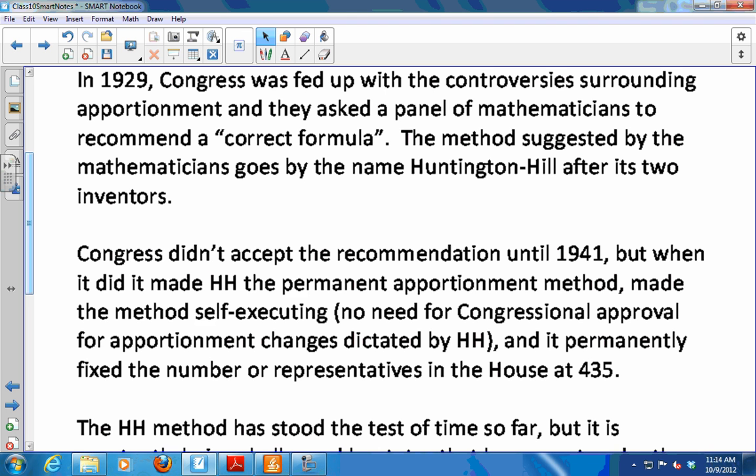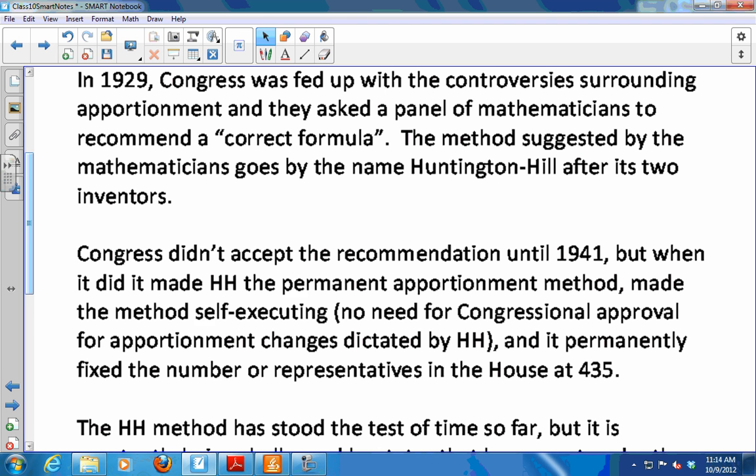So the method suggested by the mathematicians goes by the name Huntington-Hill after its 2 inventors. Congress actually didn't accept the recommendation until 1941, but when it did, it passed an act that made the Huntington-Hill method the permanent apportionment method. It made the method self-executing, which means that congressional approval wasn't necessary each time seats were reapportioned. So every 10 years we take a census, and based on that census data, we reapportion the seats, and that happens automatically.